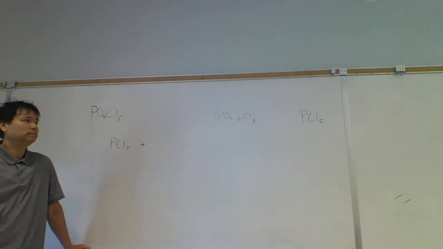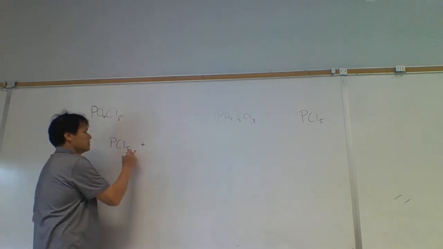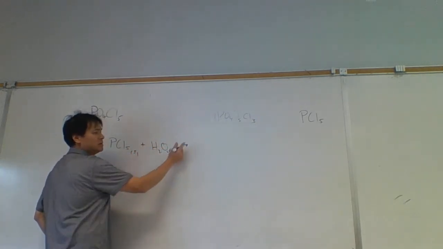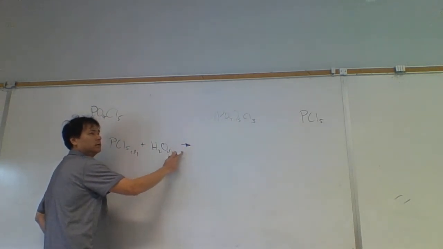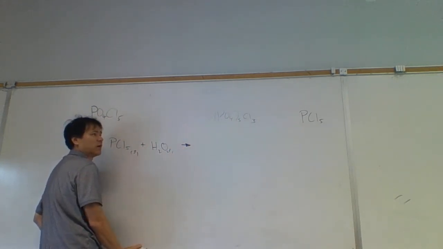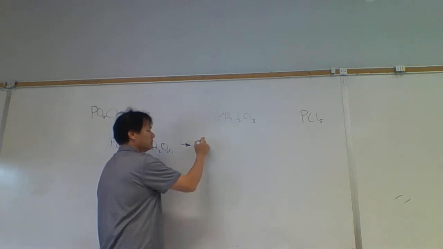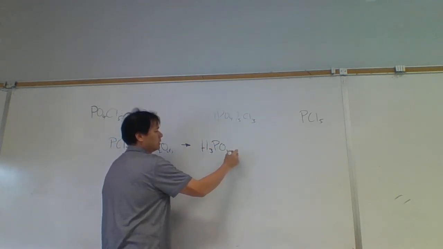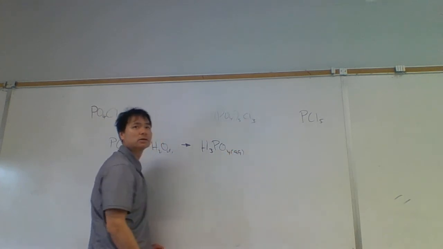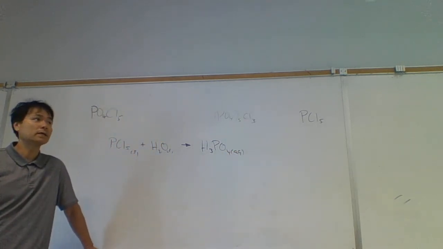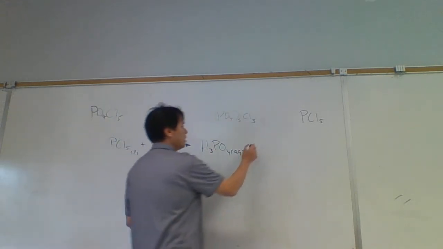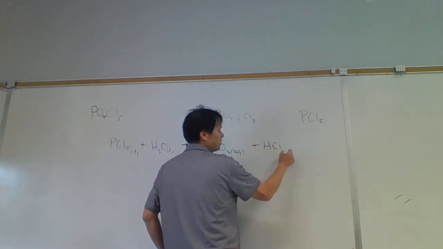Liquid water. So this is solid, plus H2O liquid. Yields, this little arrow here, aqueous solutions of phosphoric acid. Good, H3PO4, that was quick. That's the way it should be. H3PO4 aqueous, and hydrochloric acid, HCl. Good. Phosphoric acid and hydrochloric acid are very common acids.